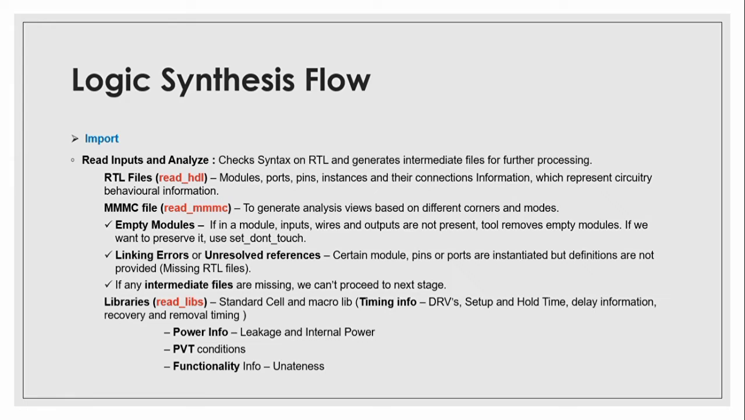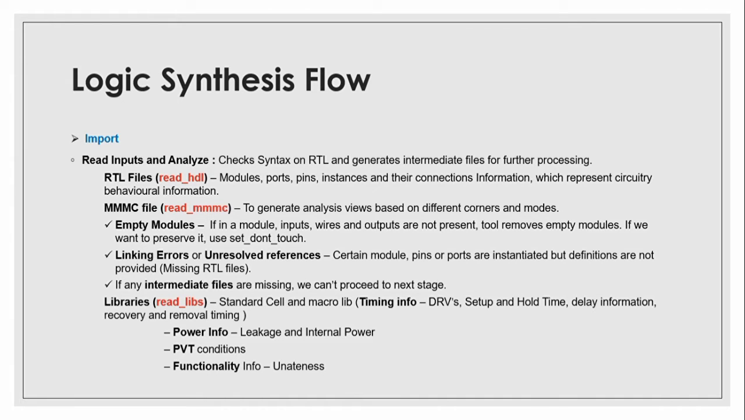Unateness is very much compulsory, because it talks about how a transition happening on the input is going to affect the output. So based on that we need to be aware of this functionality. So these are the inputs required.